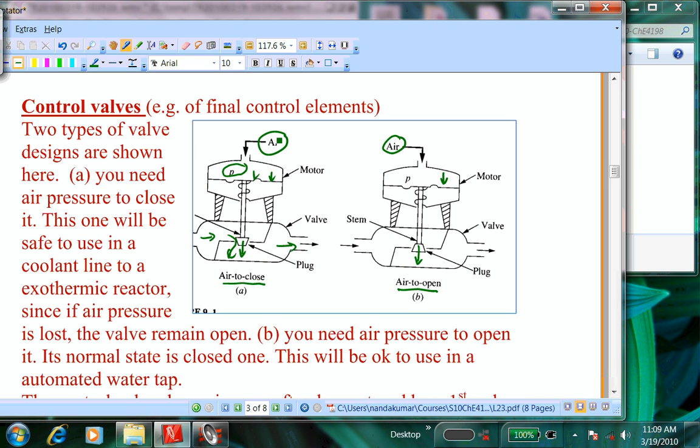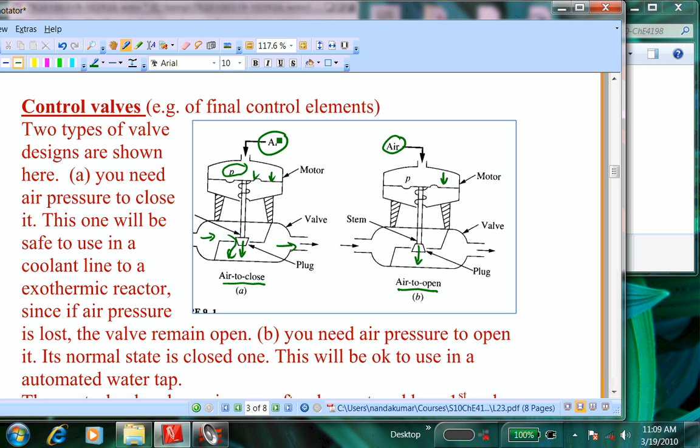What happens when you lose the power supply? In the first case, it's going to remain open. In the second case, it's going to remain closed. Okay. Now, if you had an exothermic reactor, to which you are supplying the coolant water to keep it cool, which one would you use? Which valve would you use?